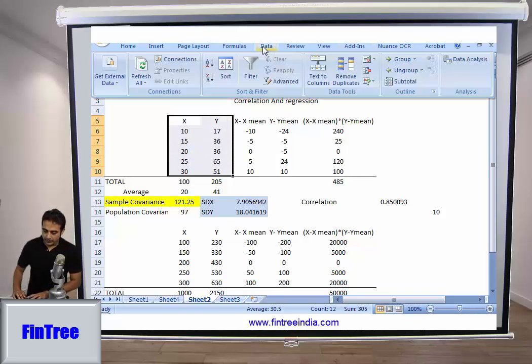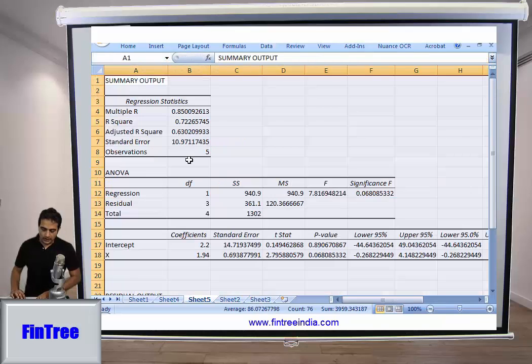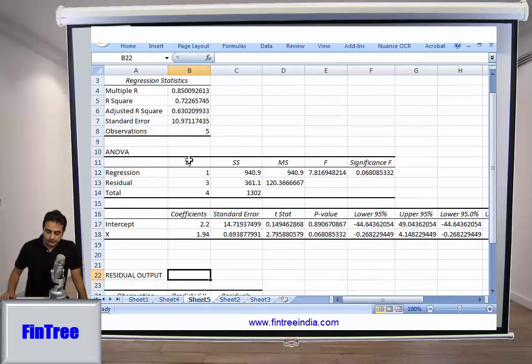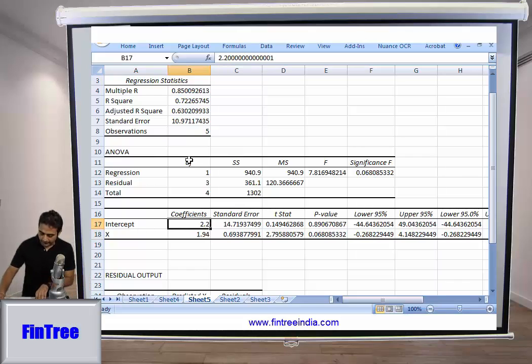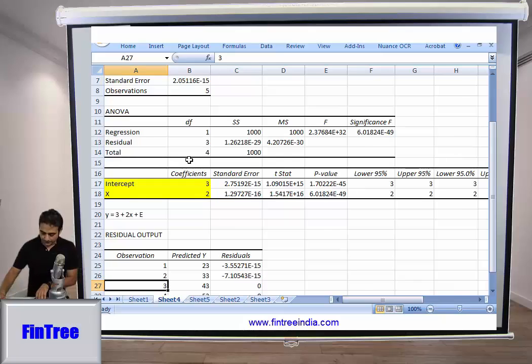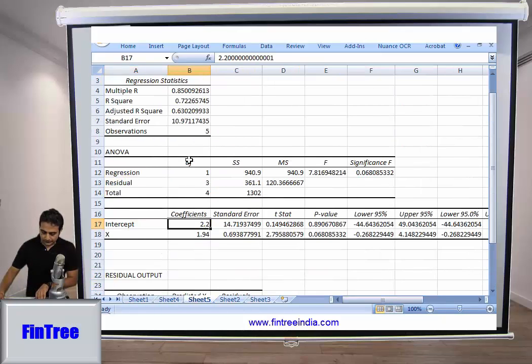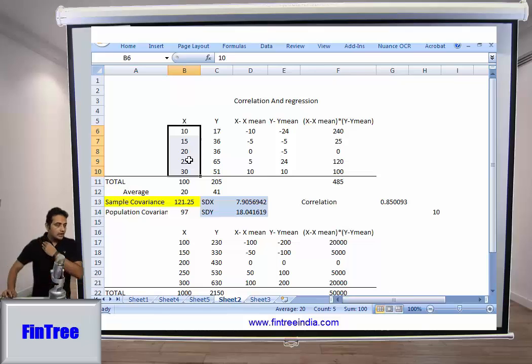Using these, I'm again going to build a regression. Now the intercept it has given us is 2.2 and the x value it has given us is 1.94. In fact, it would help if you write down this example. Give the heading: example of simple linear regression. So write down x values and y values.